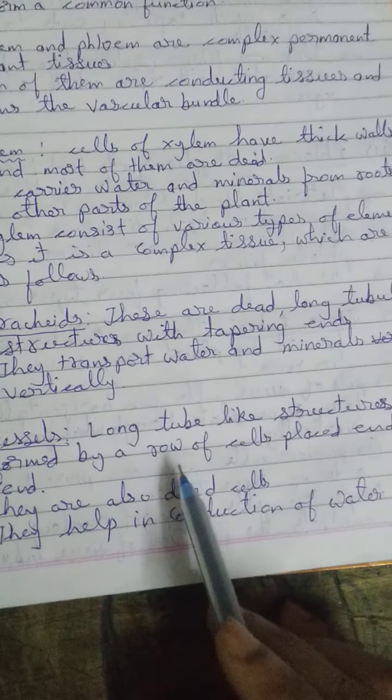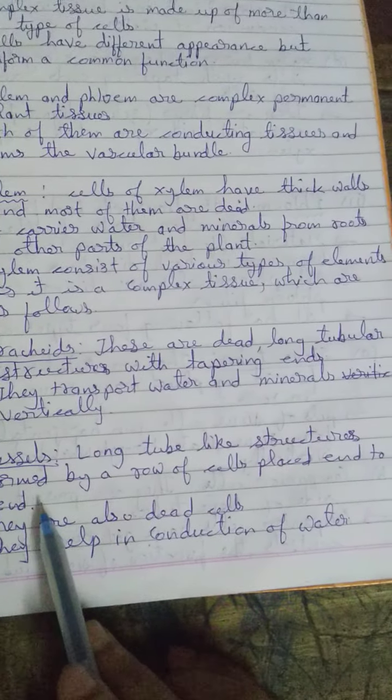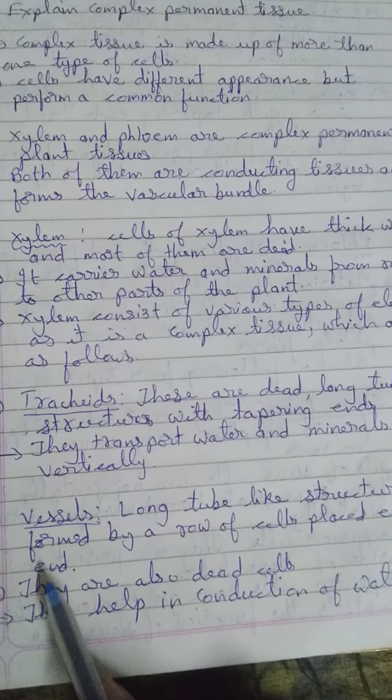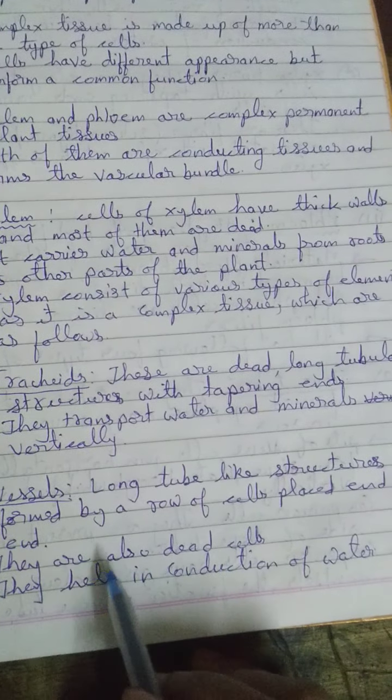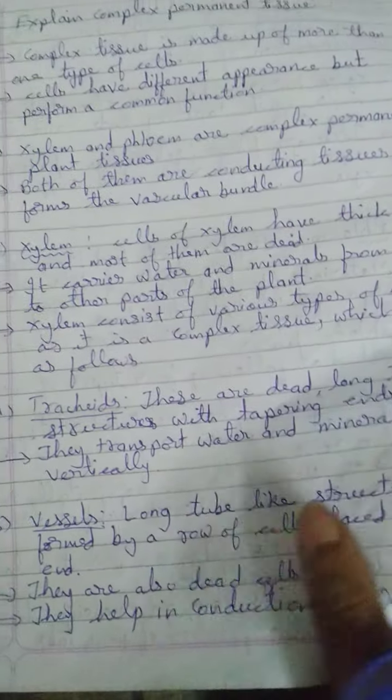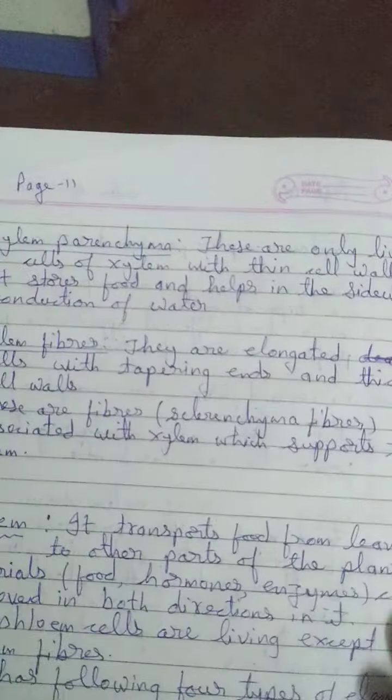Vessels are long tube-like structures formed by a row of cells placed end to end. As I showed you, the row of tracheids are placed end to end. They are also dead cells. They help in conduction of water, as there is a broader area in the vessels.